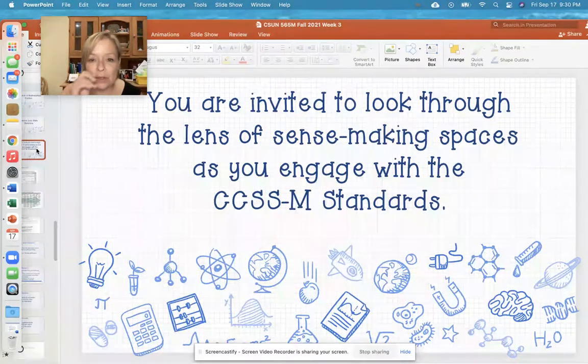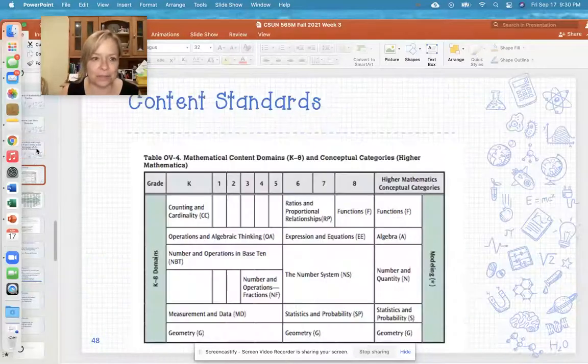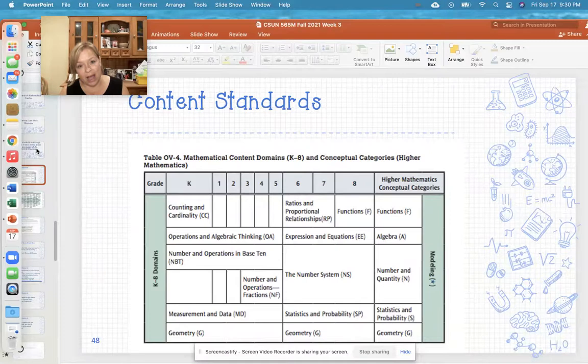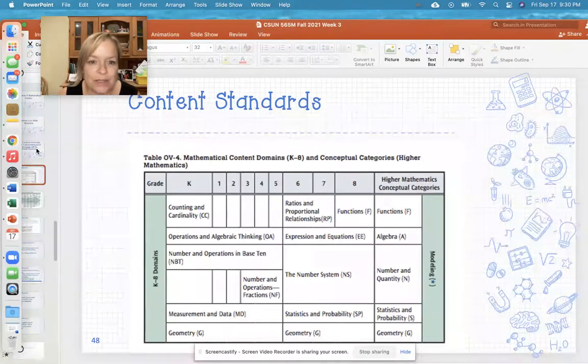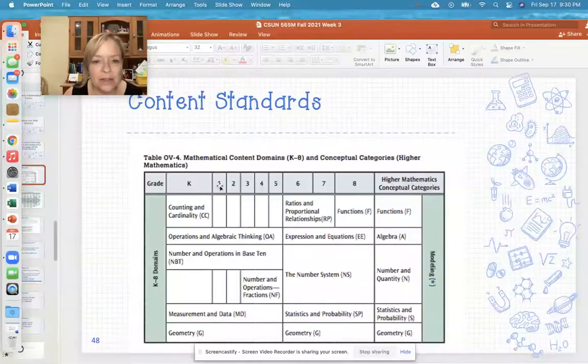All right. So you're invited to look through the lens of sense-making spaces as you engage with the Common Core State Standards for mathematics. So there's a lot of things to digest. As we look here, we see that there's a table, and you can see the K standards, 1, 2, 3, 4, 5, 6, 7, 8, and then there are higher math functions.